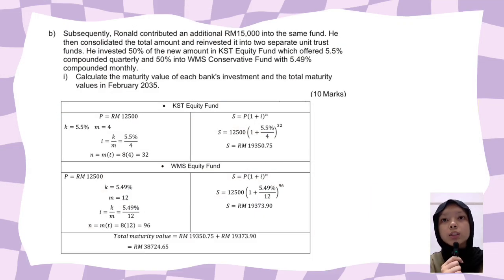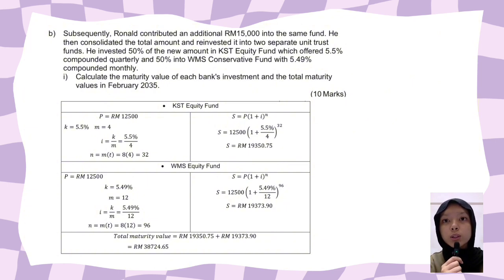Question 1(b): Calculate the maturity value of each bank investment, which is KST equity funds and WMS conservative funds, and the total maturity value in February 2035. For this, each bank gets 50,000 divided by 2, so each bank will get 12,500 principal. First bank, KST equity funds: P is 12,500, K is 5.5%, M is 4 because compounded quarterly, and T is 4 years.